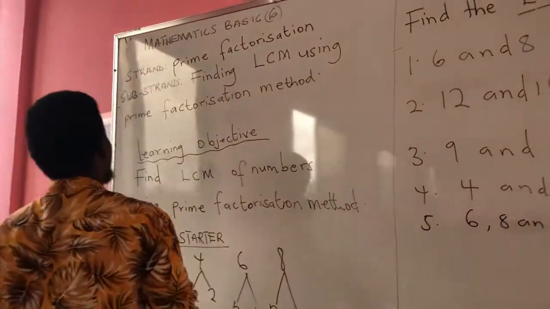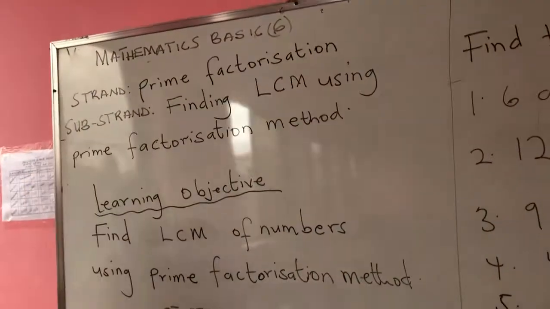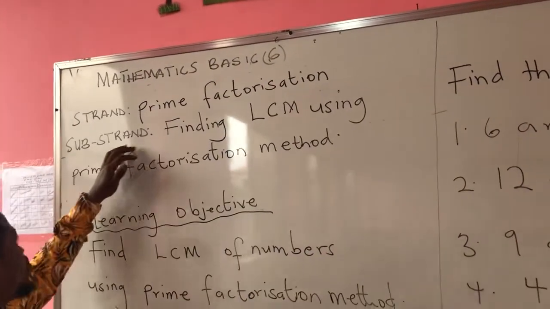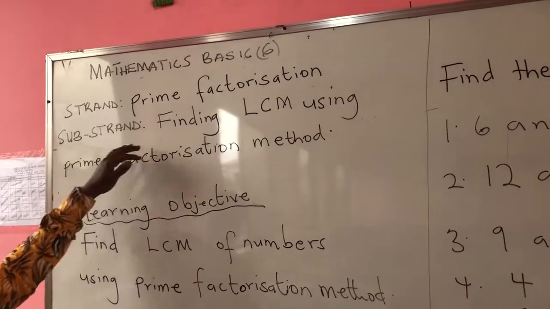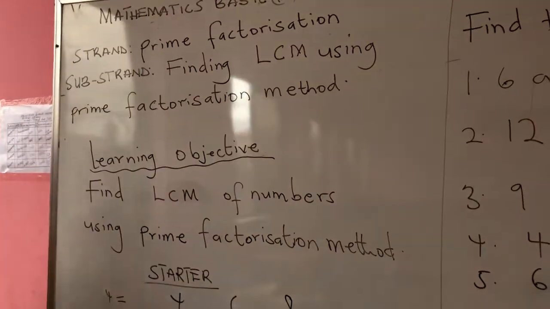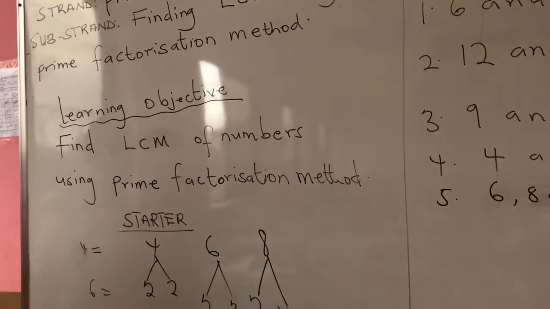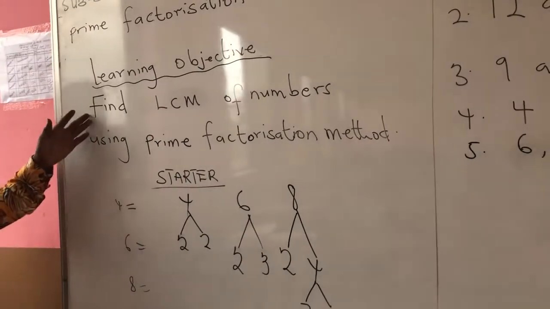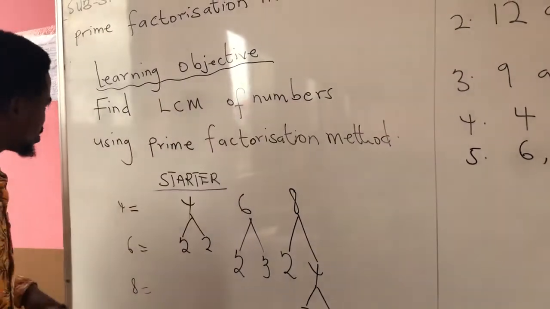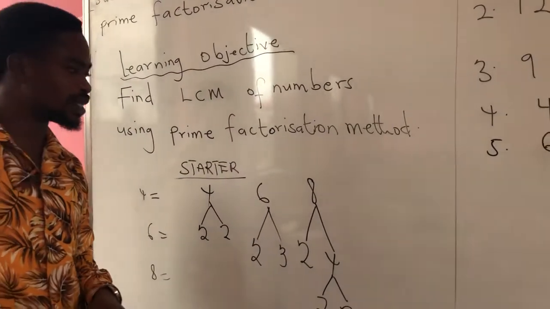Today we have mathematics for Basic 6. Our strand, which is the topic, is prime factorization. Our substrand, which is the subtopic, is finding LCM using the prime factorization method. Now let us look at our learning objective, which says that at the end of the day, we should be able to find the LCM of some numbers using the prime factorization method.